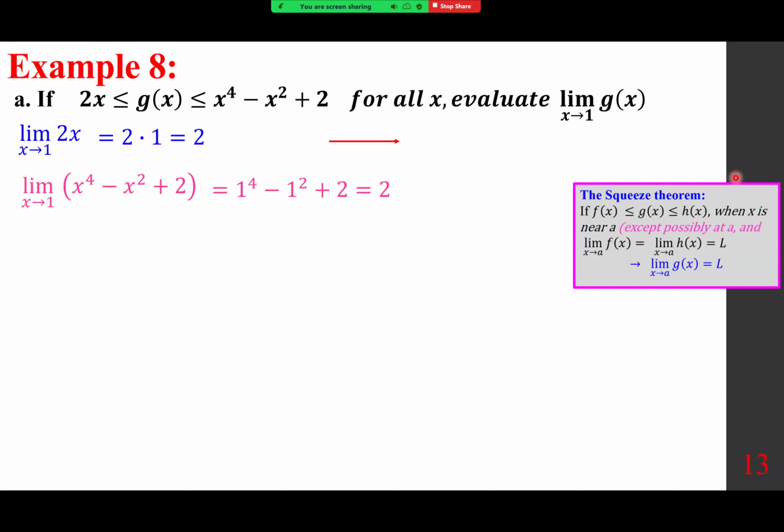Now, according to the squeeze theorem, if f of x is less than or equal to g of x, less than or equal to h of x, when x is near a, except possibly at a, so it doesn't matter what happens at a, and the limit of f of x as x approaches a equals the limit of h of x as x approaches a equals L, so the left side and the right side both have the same limit, therefore the limit of the function in between, g of x, as x approaches a equals L. This is called the squeeze theorem. So by the squeeze theorem, the limit of g of x as x approaches 1 is 2. You must mention by the squeeze theorem.